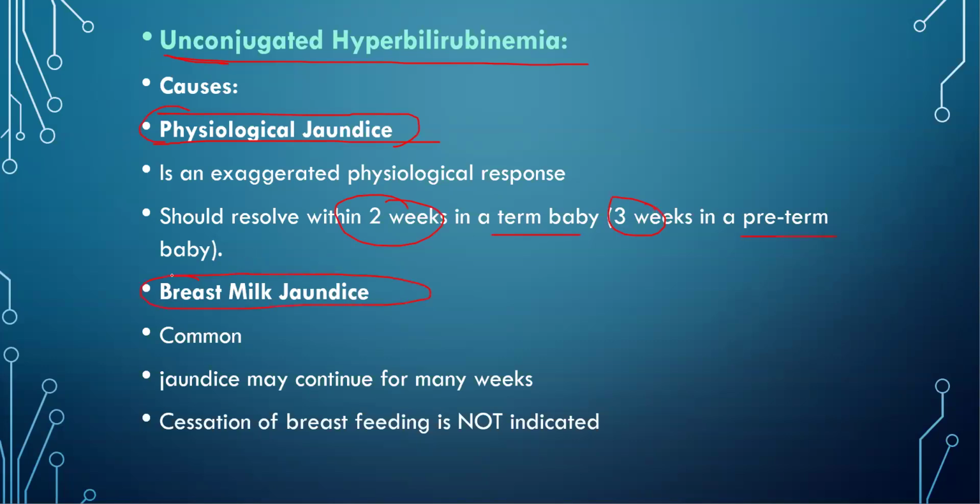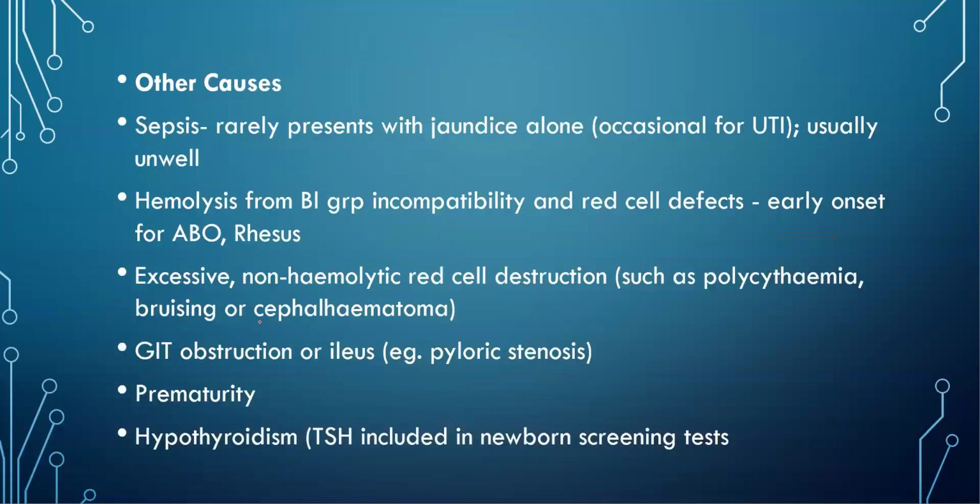There is a term called breast milk jaundice. Sometimes the child will have prolonged jaundice. Even after 2 to 3 weeks, there is still jaundice, and you can't find any cause. The only thing you can find is that the child is breastfeeding. So sometimes breast milk itself can cause a bit of hyperbilirubinemia, and that is what we call breast milk jaundice. This jaundice can continue for weeks and months. We will come to the discussion about it later on.